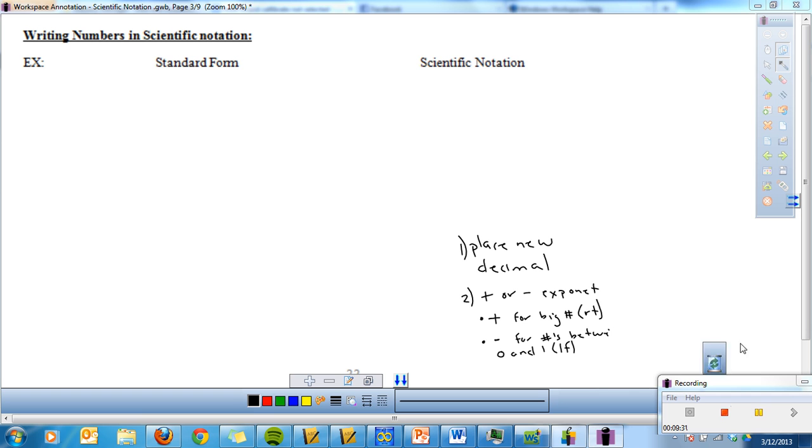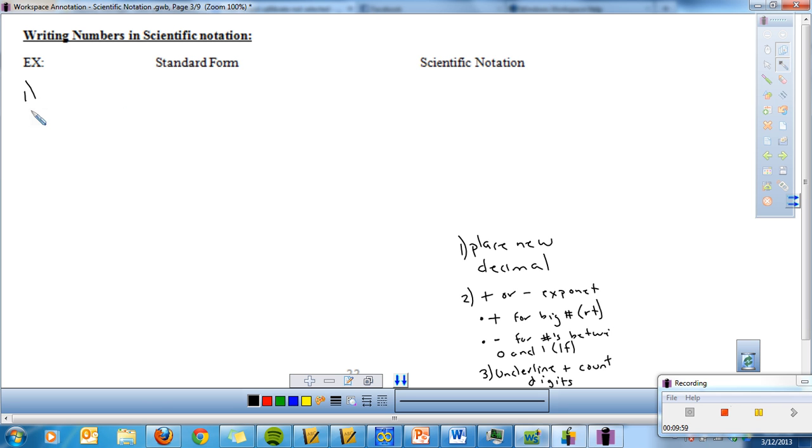After we determine what it is, we're going to underline and count digits. And I'll go through all of these different steps with you. Underline and count digits. Okay, so let's do some examples so you can see.